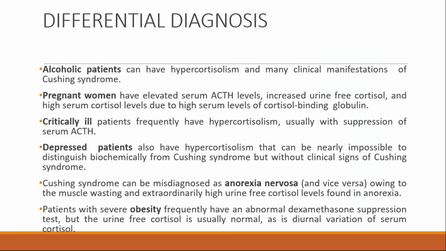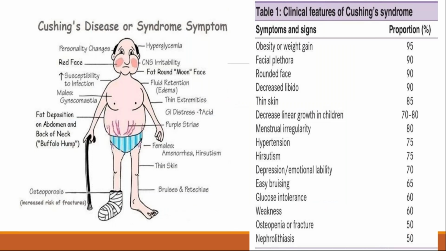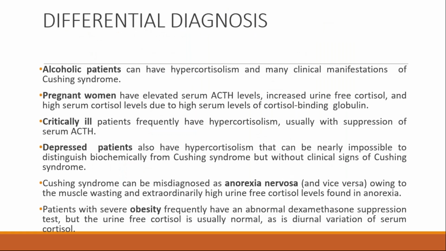Now coming to the differential diagnosis. A patient presenting to you with these images and clinical features, we have to think of other differential diagnoses also. Alcoholic patients also have hypercortisolism and can clinically manifest as Cushing syndrome. Pregnant women, critically ill patients, depressed patients, and patients with severe obesity. These are the common differential diagnoses of a Cushing syndrome patient.